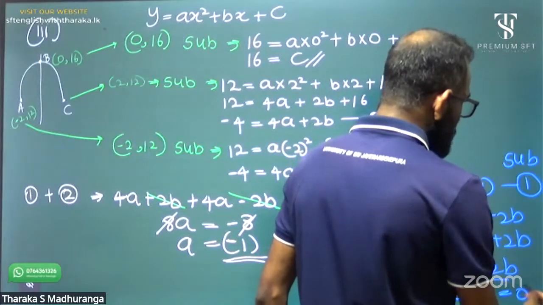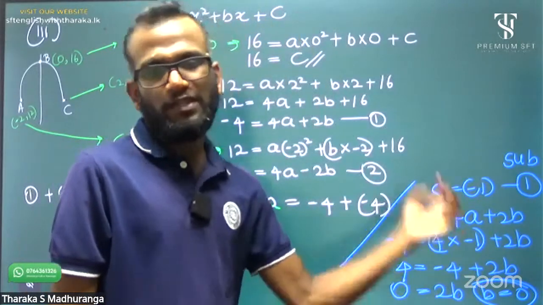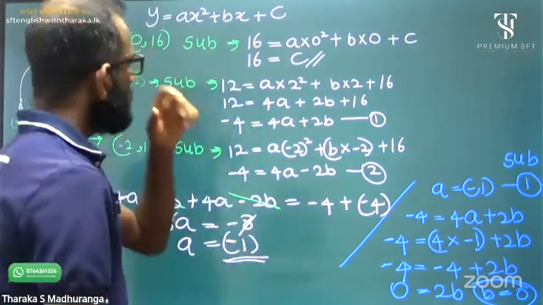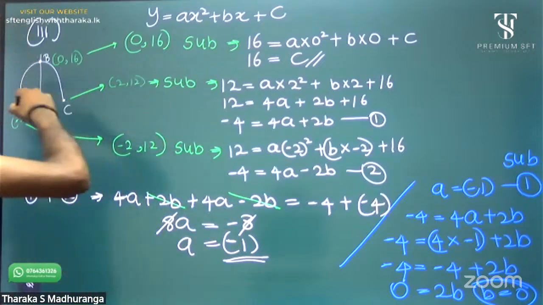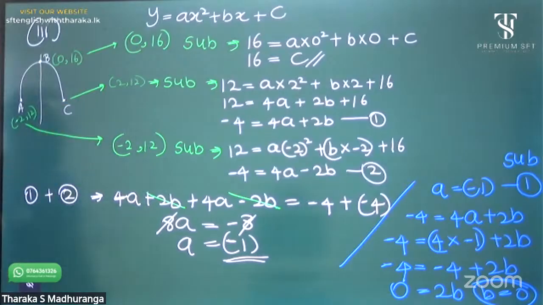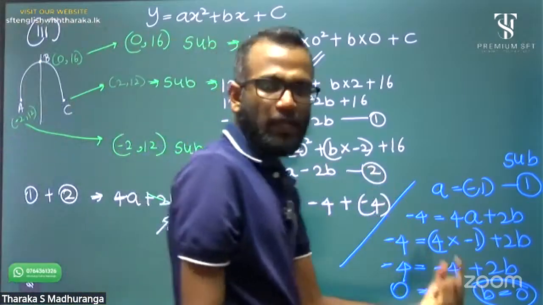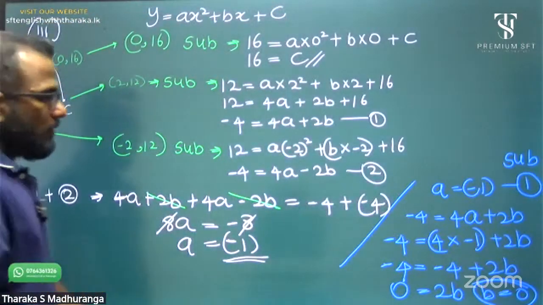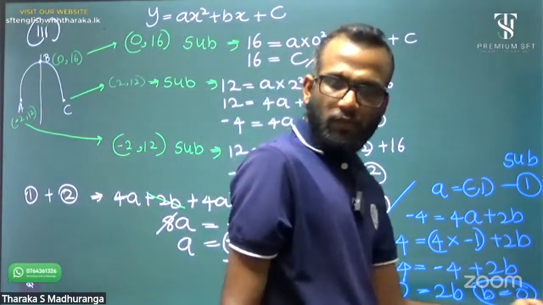B equals 0. Actually, for this type, without calculation we can say b equals 0, because it's a symmetric one. If it is symmetric, the b value is always 0. However, we have to show it in calculations because it is an essay question. Then I got c value 16, a value minus 1 and b value 0.